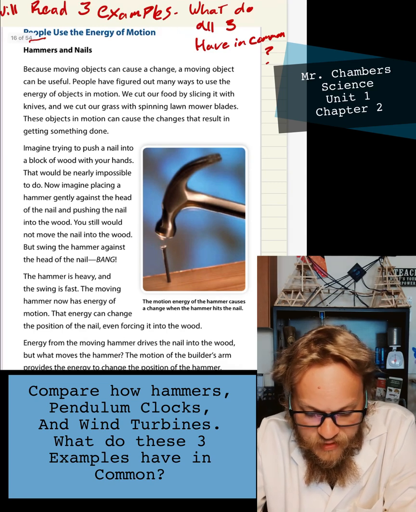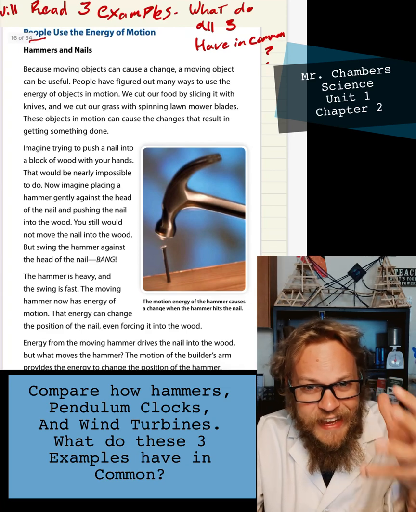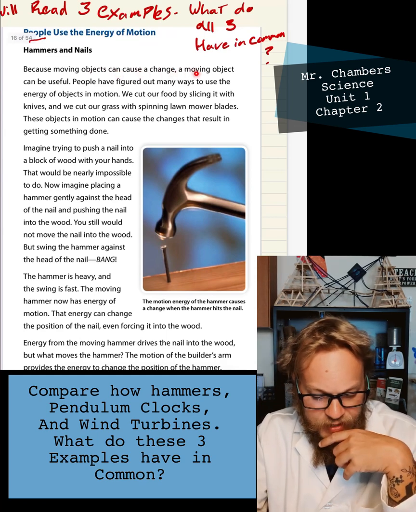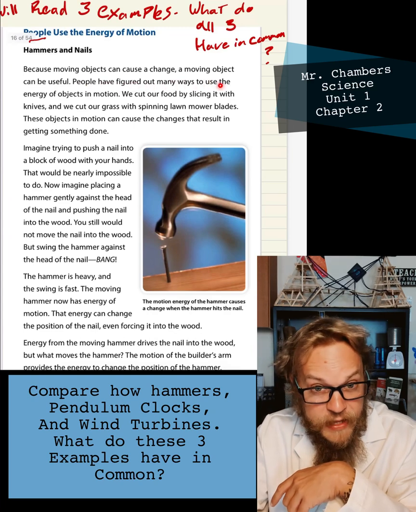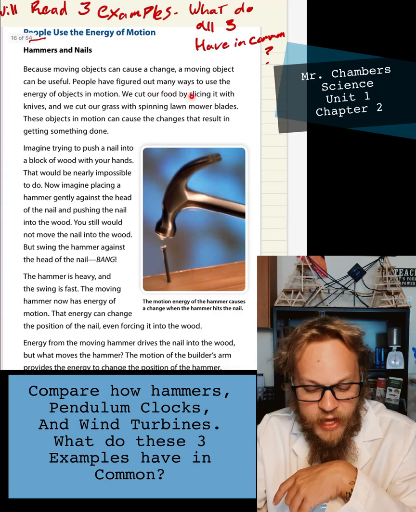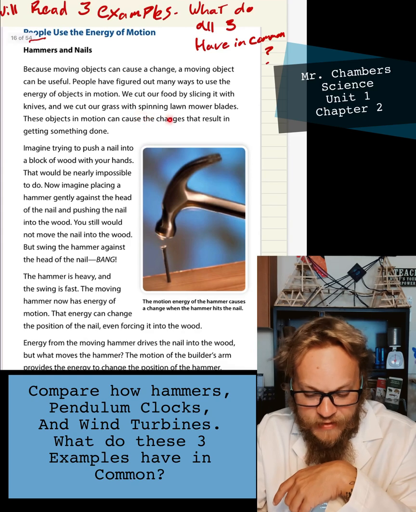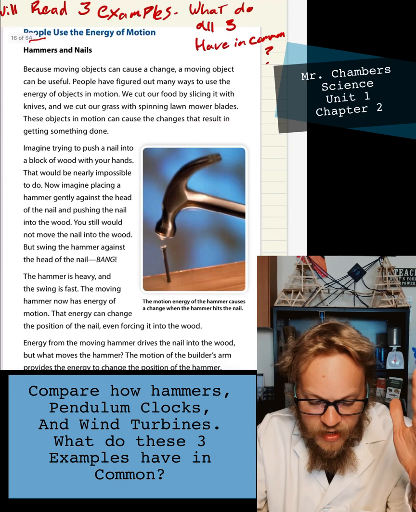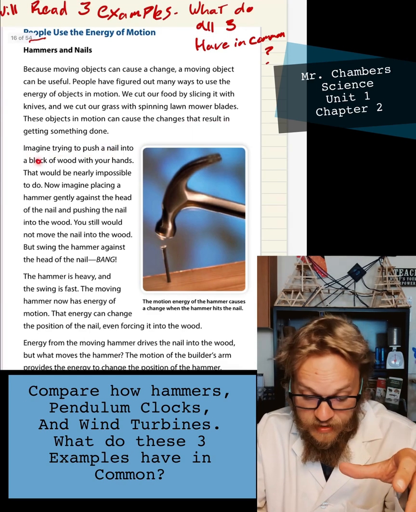People use the energy of motion, so we can harness that kinetic energy, that energy of motion, and use it for good or evil. Because moving objects can cause a change. A moving object can be useful. People have figured out many ways to use the energy of objects in motion. We cut our food by slicing it with knives, and we cut our grass with spinning lawnmower blades. These objects in motion can cause the changes that result in getting something done.